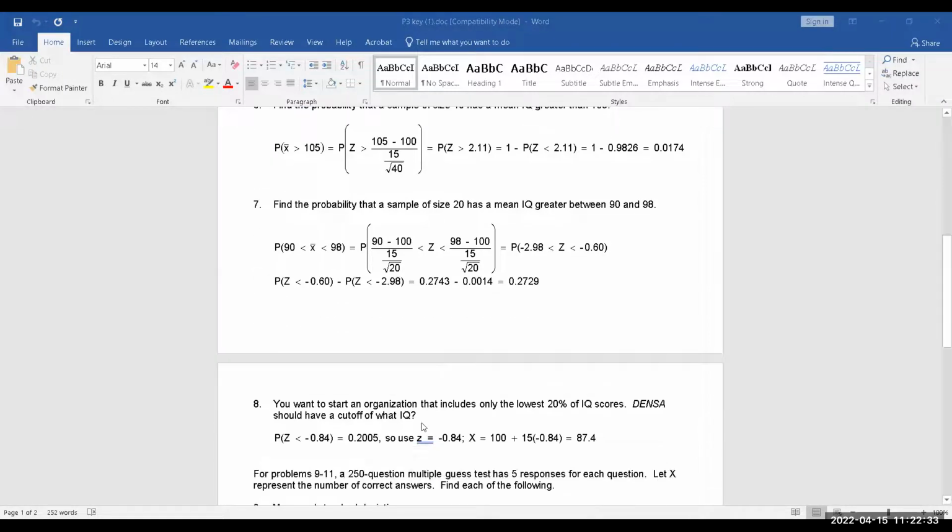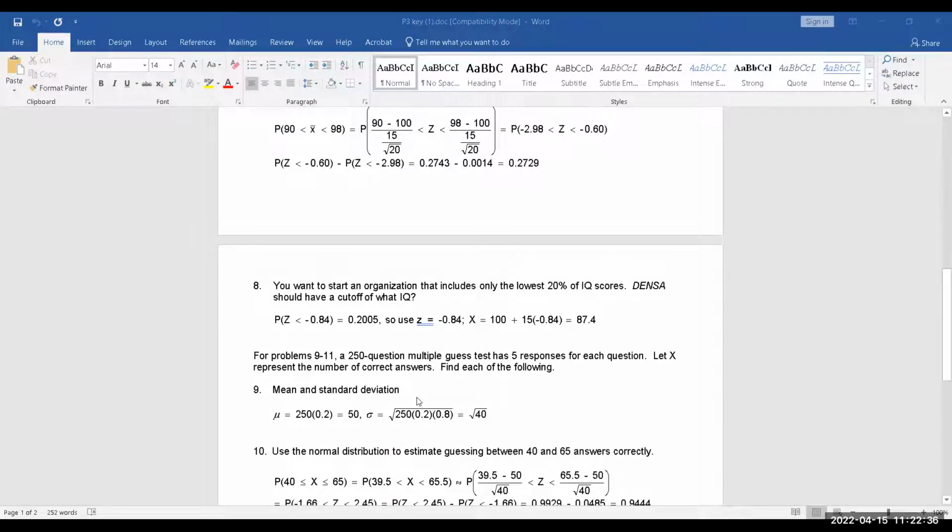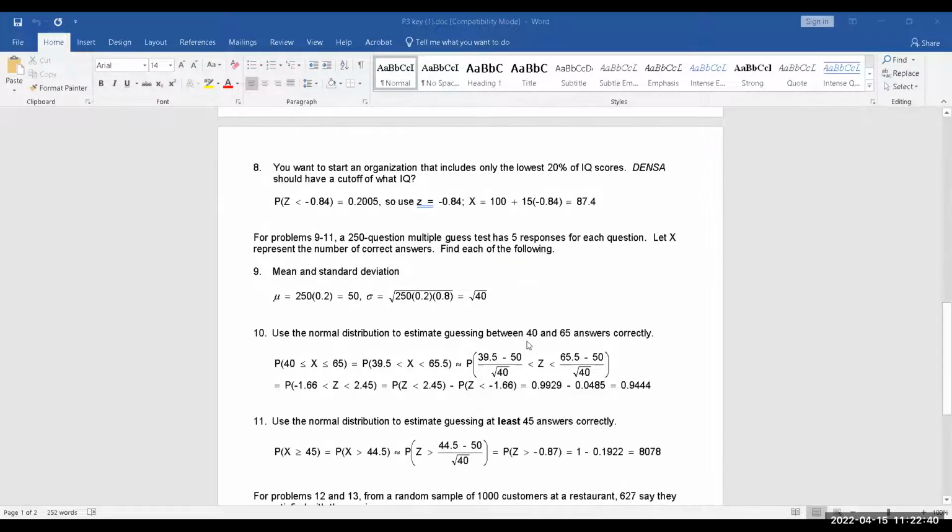So we have a different organization. We want to look at the people who are in the bottom 20% of society. That organization I affectionately will call Densa. Mensa are the high IQs, so Densa would be the low IQs. So where would the cutoff be if you're in the bottom 20%? That's an interesting question.